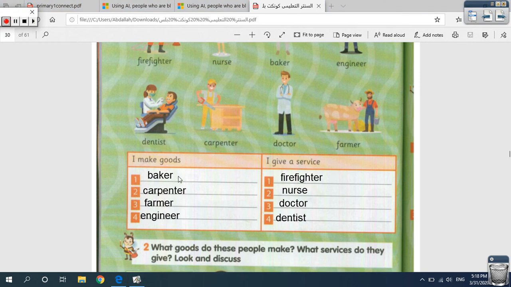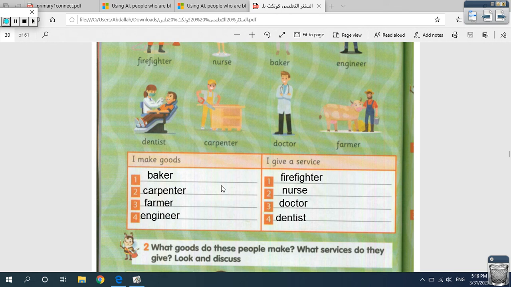I made the table. First, firefighter. As we said, the firefighter gives us a service, so we put him here. Next, nurse. She helps sick people, so she gives a service. Baker. The baker makes delicious cakes. He also makes bread. So we eat bread, we can hold the bread and we can eat cakes. That's why we put him in I make goods.